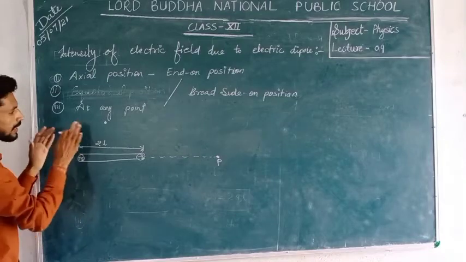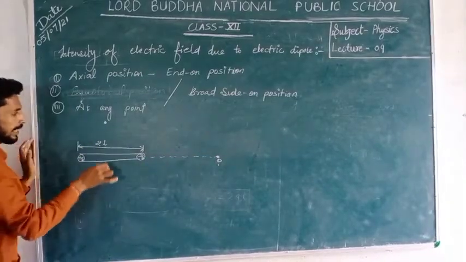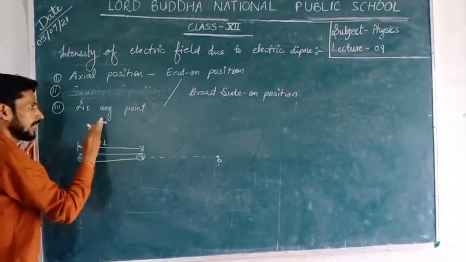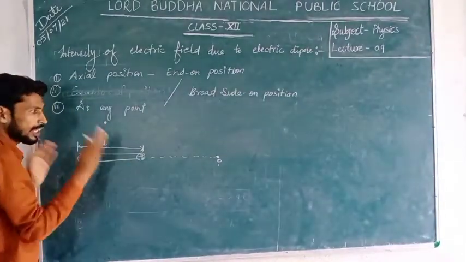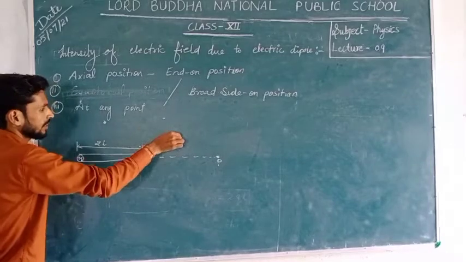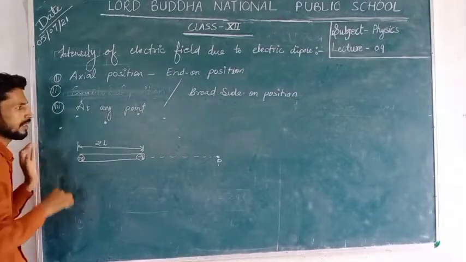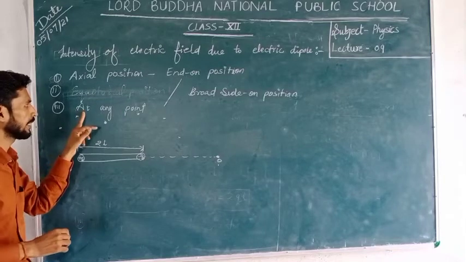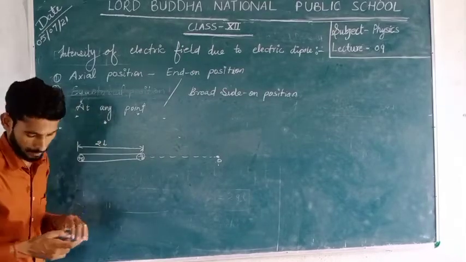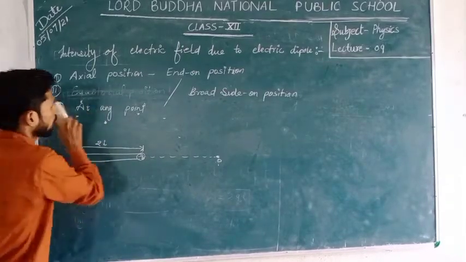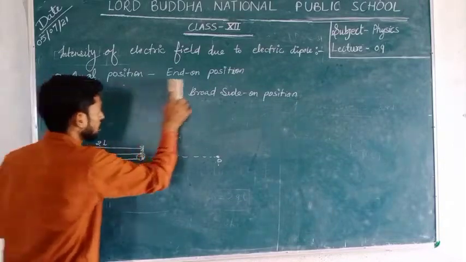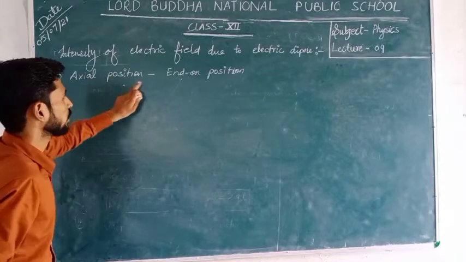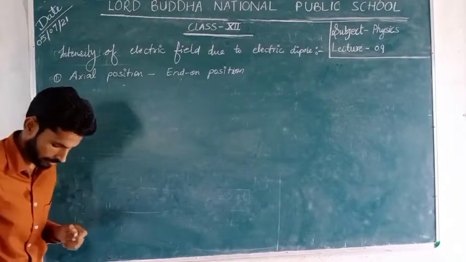Otherwise, if this point P is not lying on axis or broadside on, it will lie between here and here and here. That is the point number third, it is at any point. So we will first start with axial position, that is end on position.